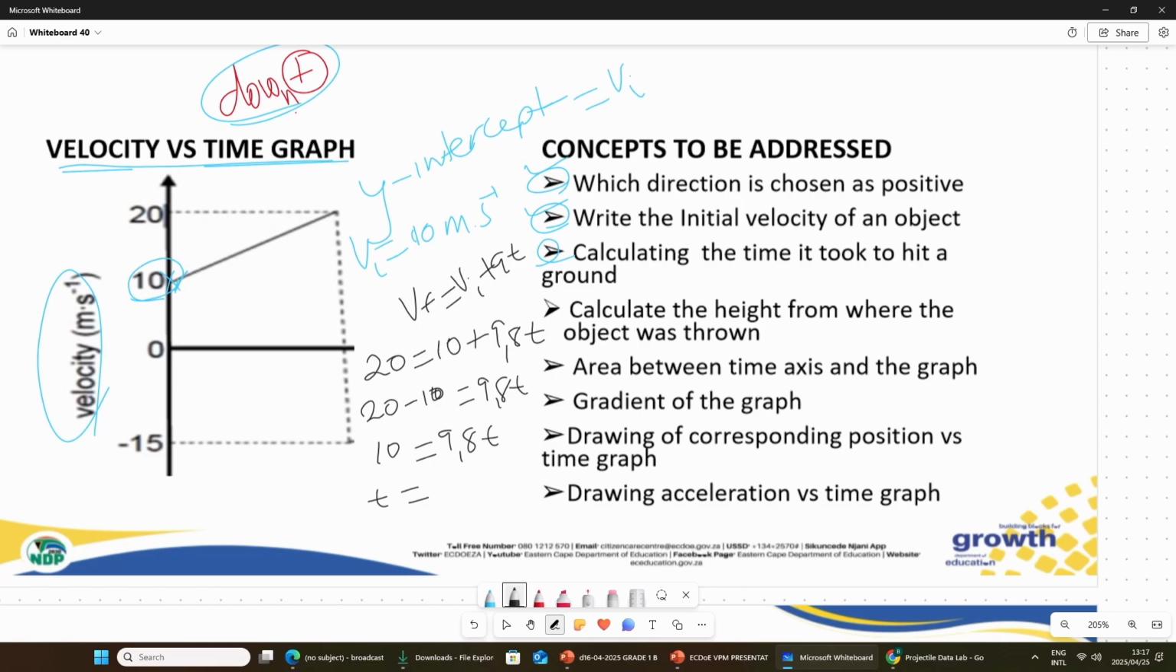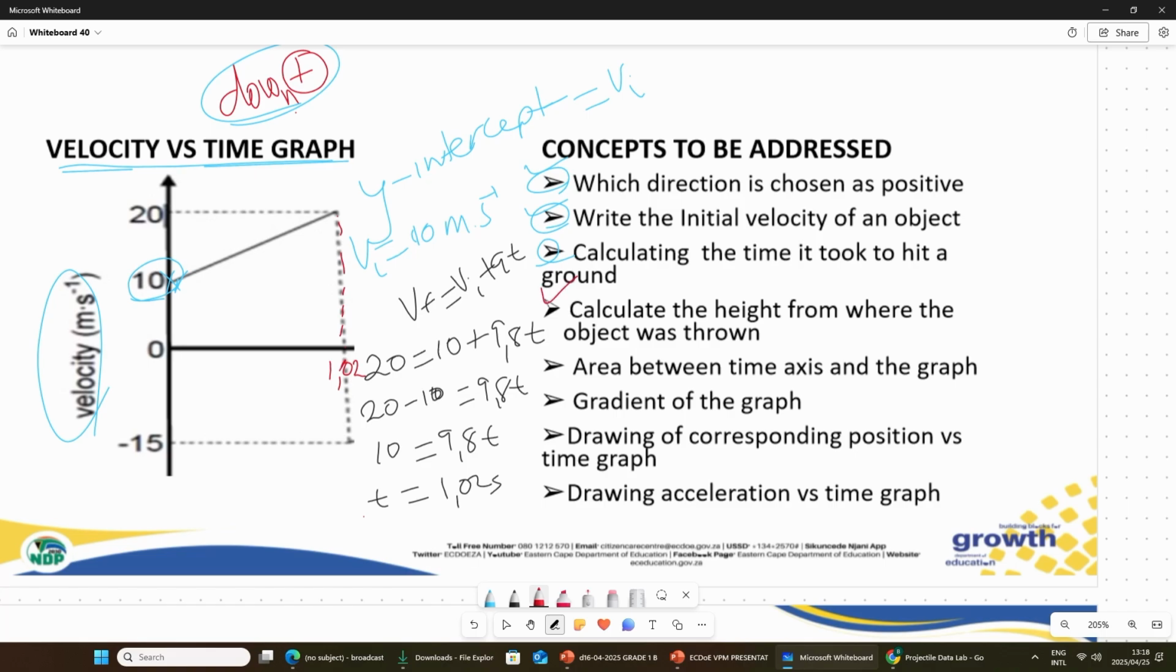So our t is supposed to give us 1.02 seconds. That means at this particular position here, the time to hit the ground is 1.02 seconds. That's the time it took for the ball to hit the ground. So we're done with this one.